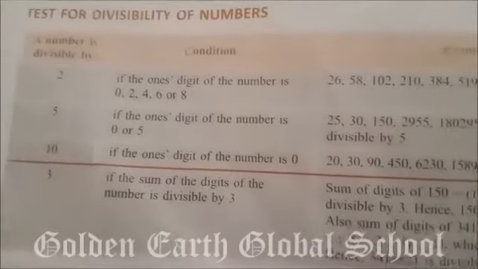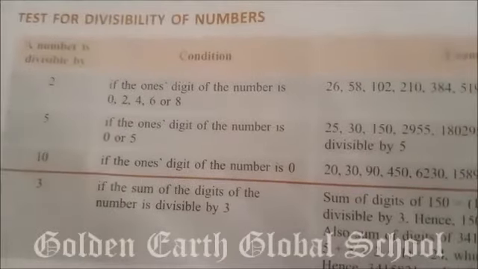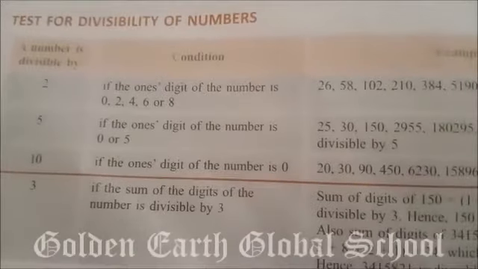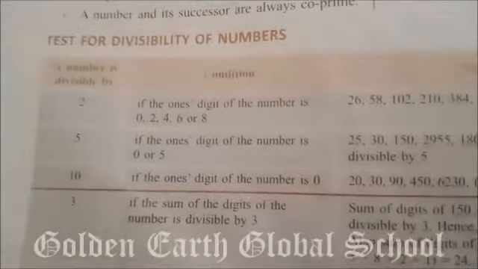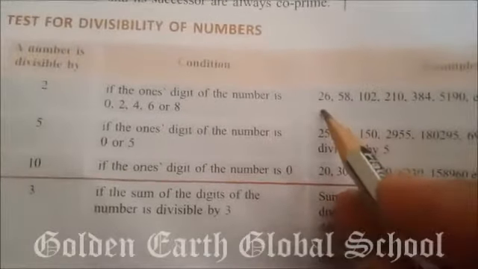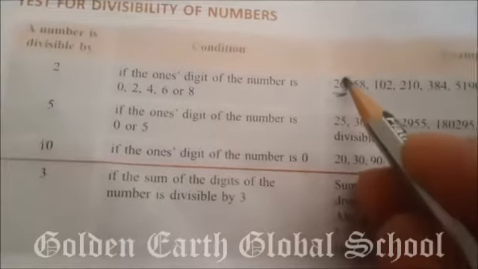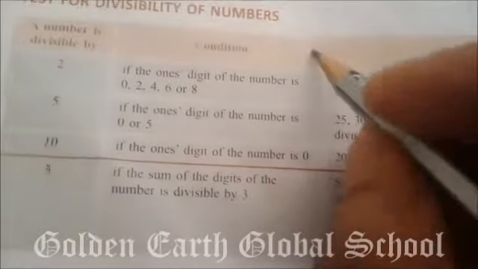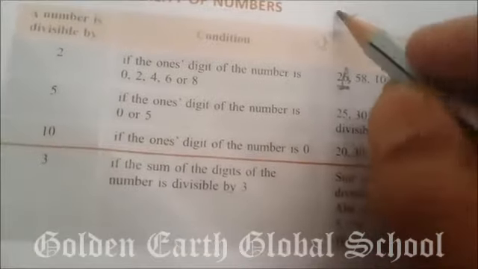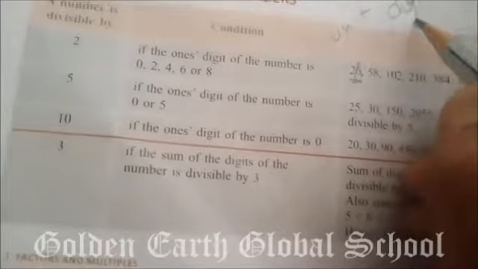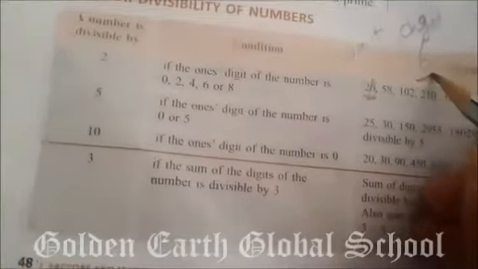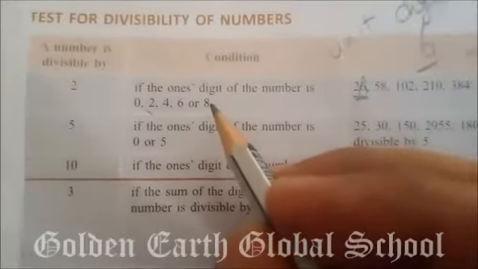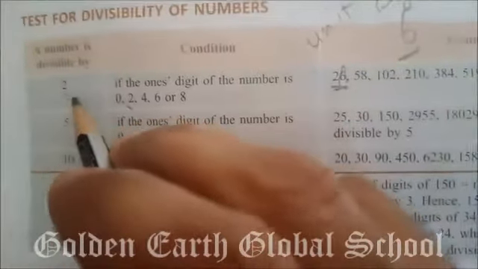Before starting this exercise, you will write these divisibility rules in your fair notebook. The first rule is divisibility by 2. Look at 26, its unit digit is 6. If the unit digit is 0, 2, 4, 6, or 8, then the number is divisible by 2.